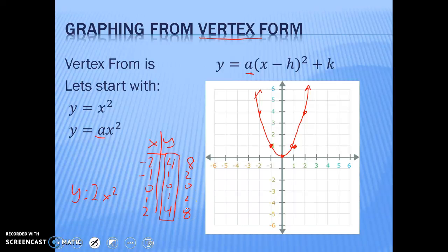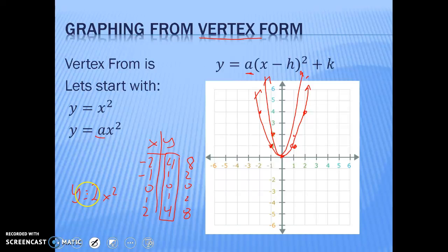So instead of a graph that looks like this, I'd still start at 0, 0, but I'd have a point at 1, 2, and at 2, 8, and at negative 1, 2, and negative 2, 8. In other words, I'm going to have a skinnier looking parabola.